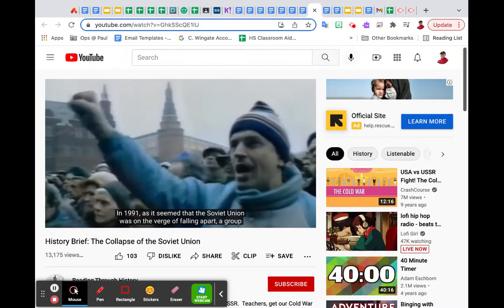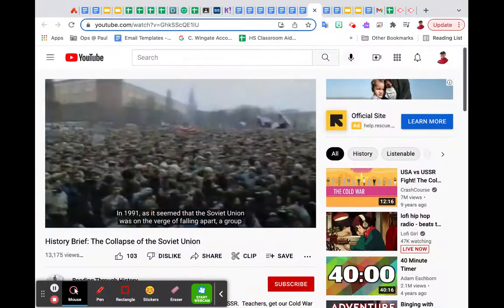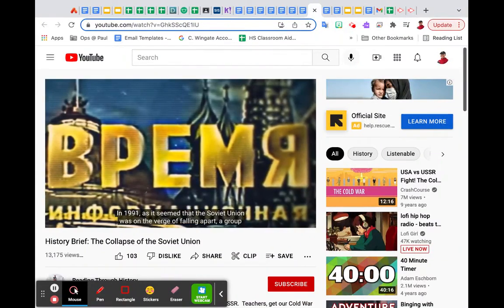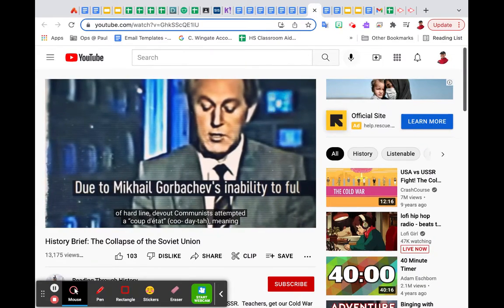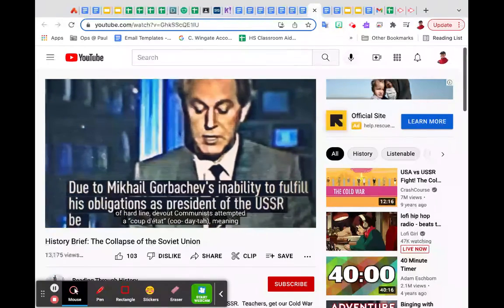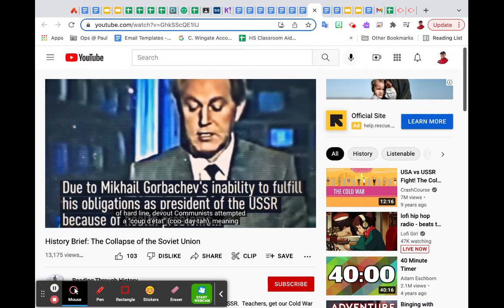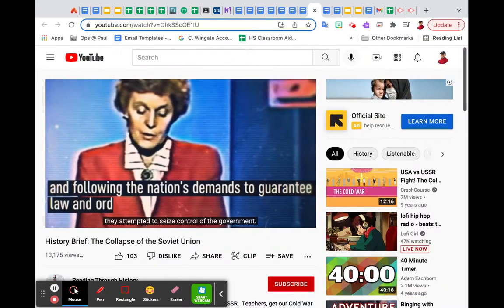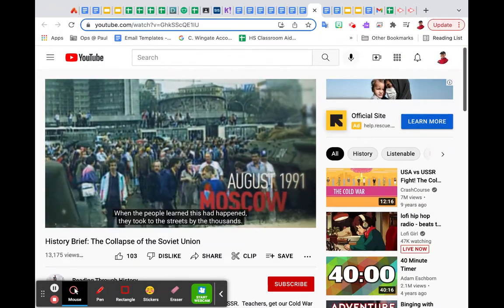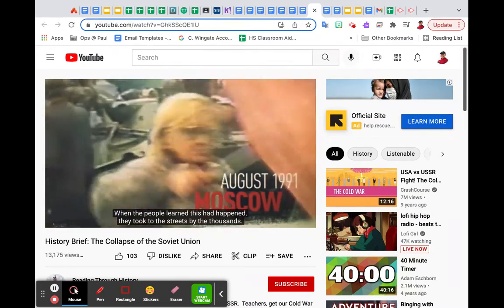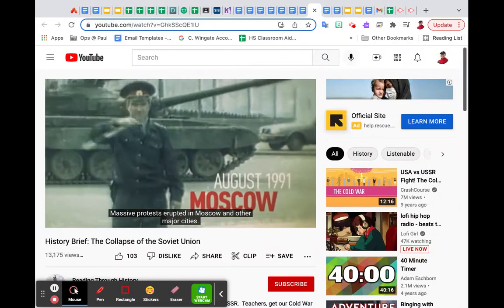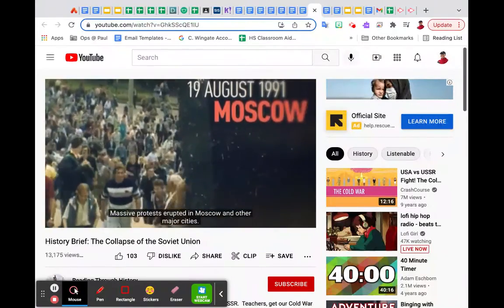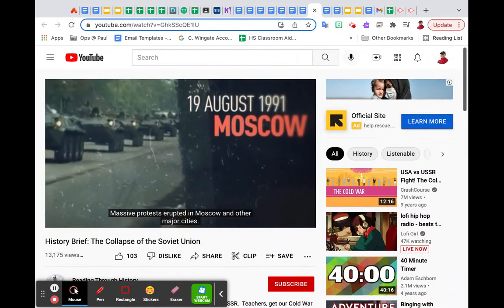In 1991, as it seemed the Soviet Union was on the verge of falling apart, a group of hard-line, devout communists attempted a coup d'etat, meaning they attempted to seize control of the government. When the people learned this had happened, they took to the streets by the thousands. Massive protests erupted in Moscow and other major cities.